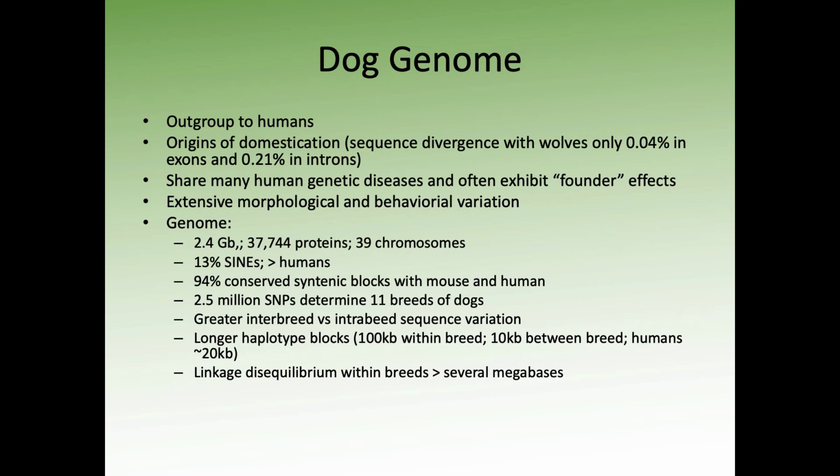Their genome is similar in size to ours. It's 2.4 gigabases. They've got a lot more protein coding genes, perhaps as many as around 38,000, spread across 39 chromosomes. They've got a lot more SINEs than us, so short interspersed elements, but they share a lot of the syntenic blocks that we have, both with mice and human. And a lot of the genetic variation we see is breed specific. We see most of the variation between breeds as opposed to within breeds, and we can map those differences to about 2.5 million SNPs.